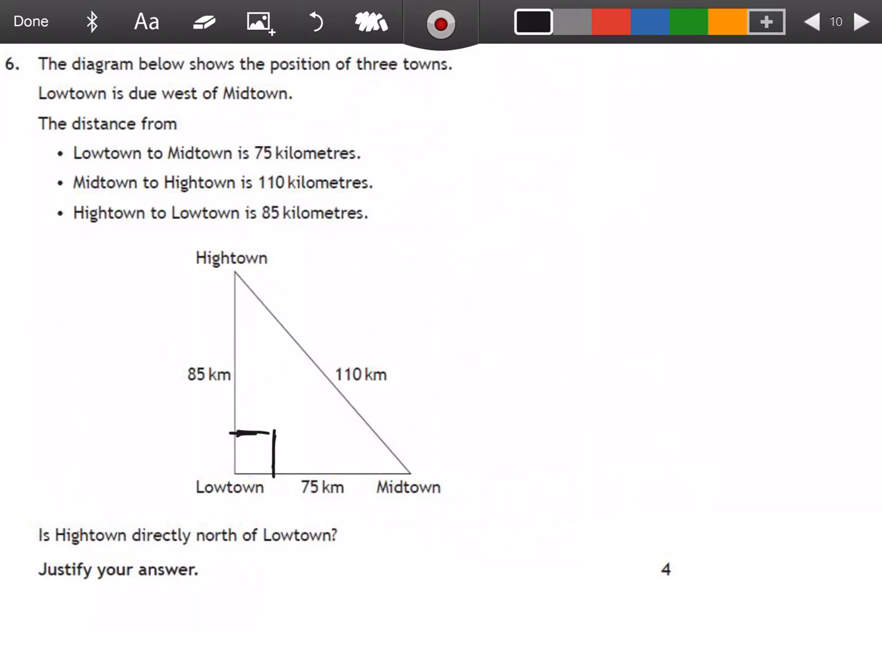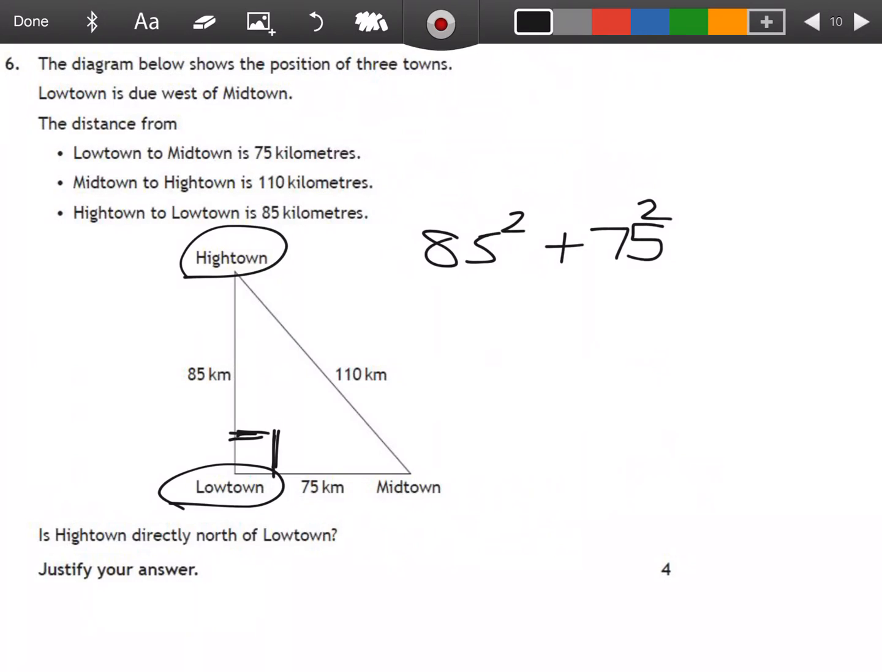Okay, so let's have a go. If it is a right angled triangle, because they're basically saying that one is north of that one, so it's 90 degrees, north, east, west, so there we are. Let's just check, is 85 squared add 75 squared actually equal to 110 squared? Right, 85 squared is 7225. We're going to add on 75 squared, which is 5625.